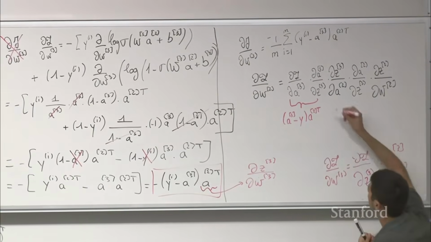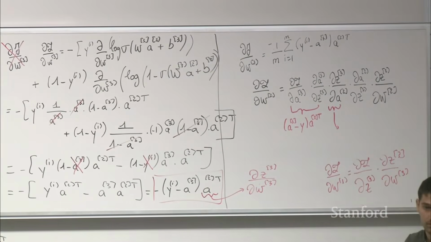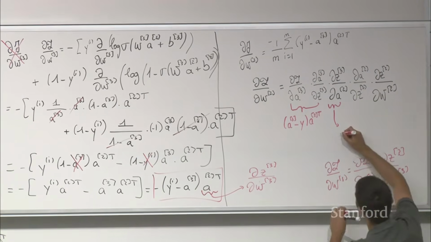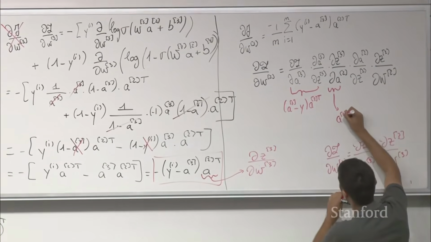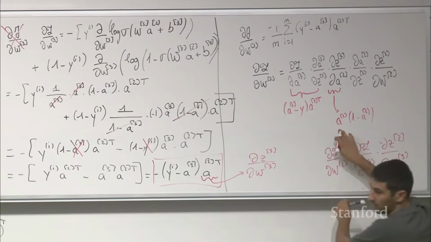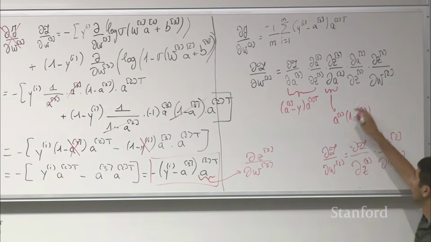Now tell me, what's this term? Let's go back. So sigmoid, I'm just going to write it A2 times 1 minus A2, if that makes sense. It's sigmoid times 1 minus sigmoid. What is this term?